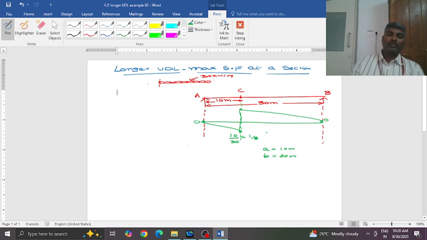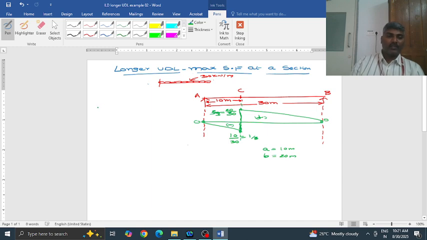If you do that, b by L, that means 20 by 30, which comes to 2 by 3 is the value. So this ordinate here is 2 by 3. This ordinate here is 1 by 3. And this is negative shear. This is positive shear. So this you have learned from the earlier lectures.